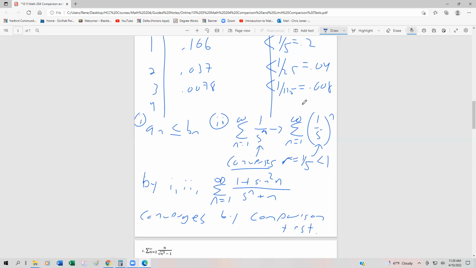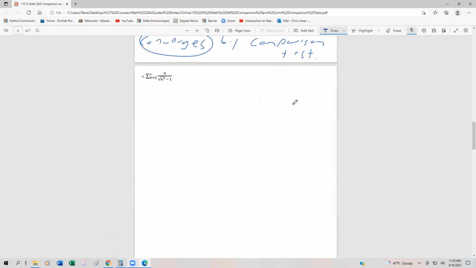Now, in the two examples that we've looked at so far, both of the series have been convergent. But let's take a look at the example of a divergent series. Once again, series n equals 2 to infinity. This time we have n over the square root of n cubed minus 1. Let's compare this by looking at the dominant terms.